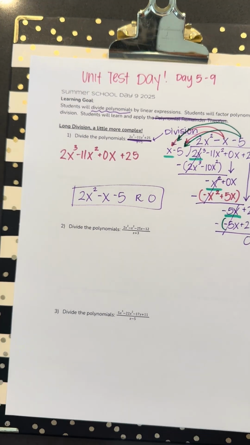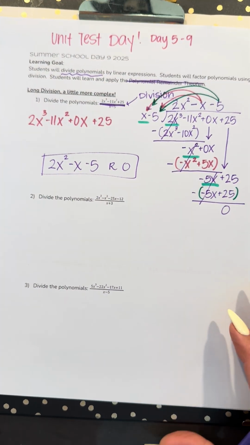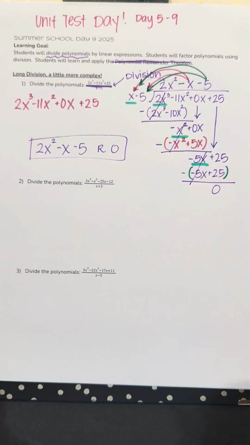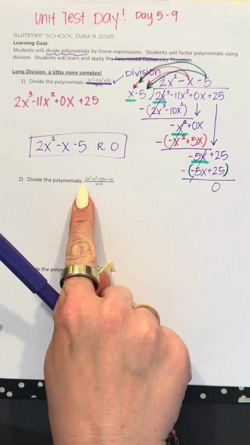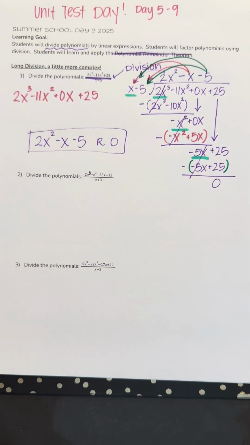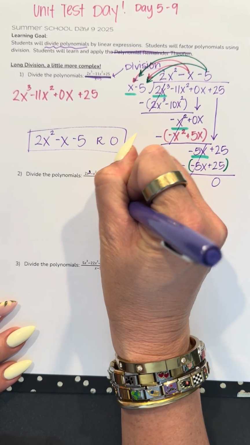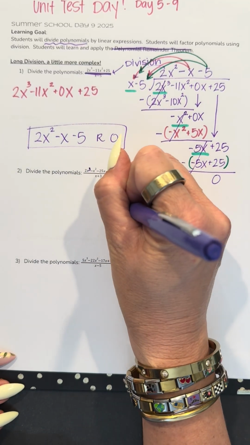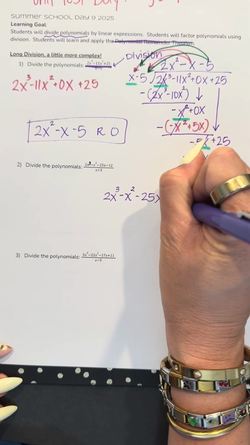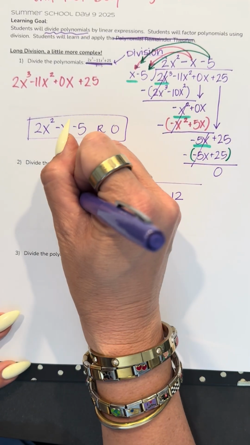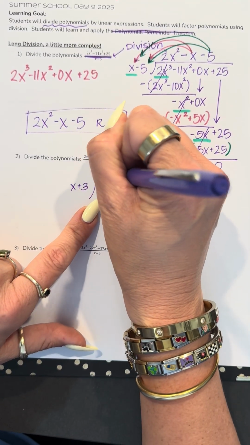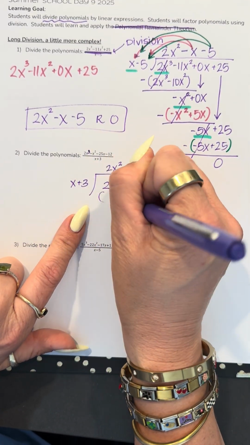So again, if you feel good about that one, you don't need to keep watching this entire video. You could try it on your own, then come back. So on this next one, I'll go ahead and do my 2x. Oops, this is definitely supposed to be 2x cubed. That is a typo. Please correct that. That is 2x cubed minus x squared minus 25x minus 12, dividing by x plus 3. X times 2x squared, filling in.